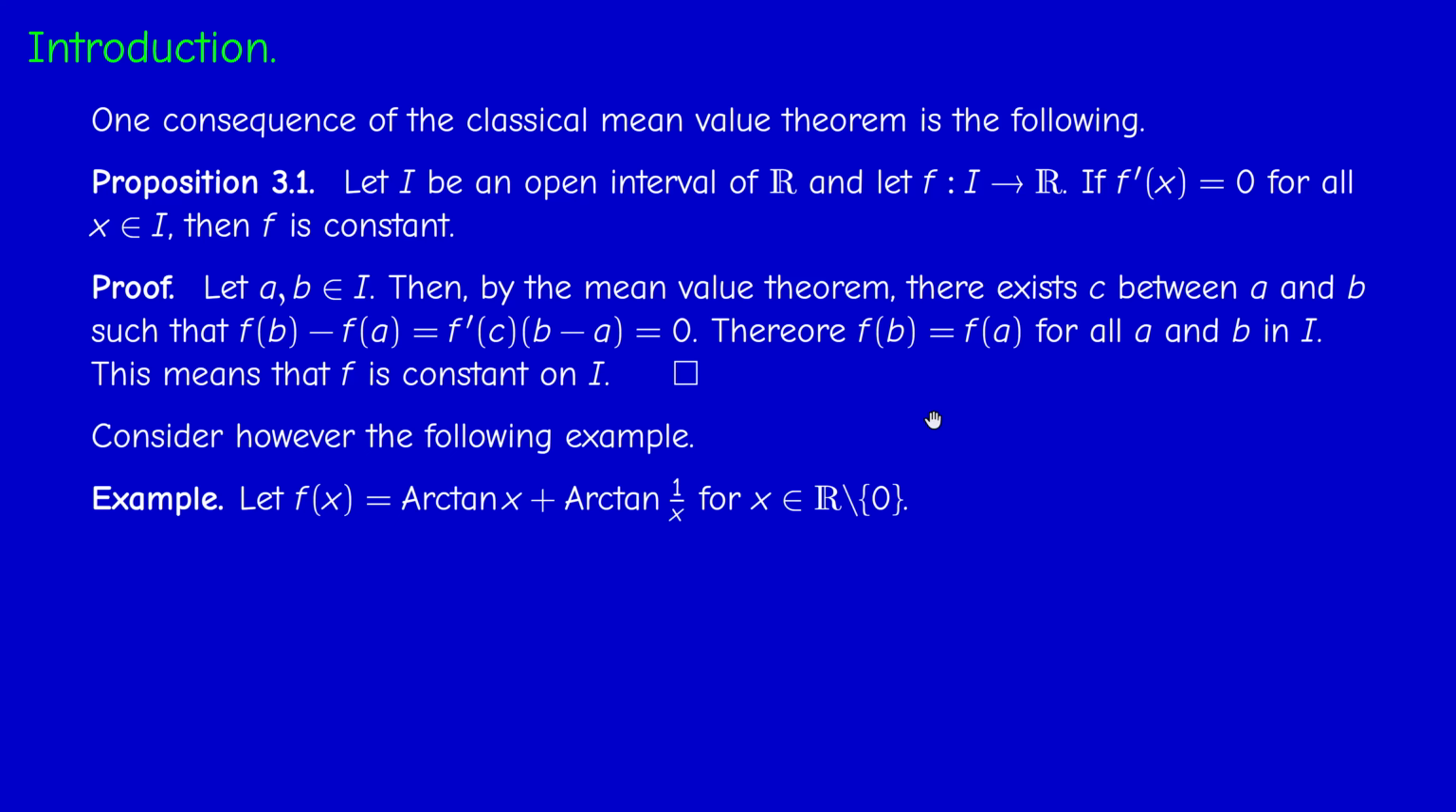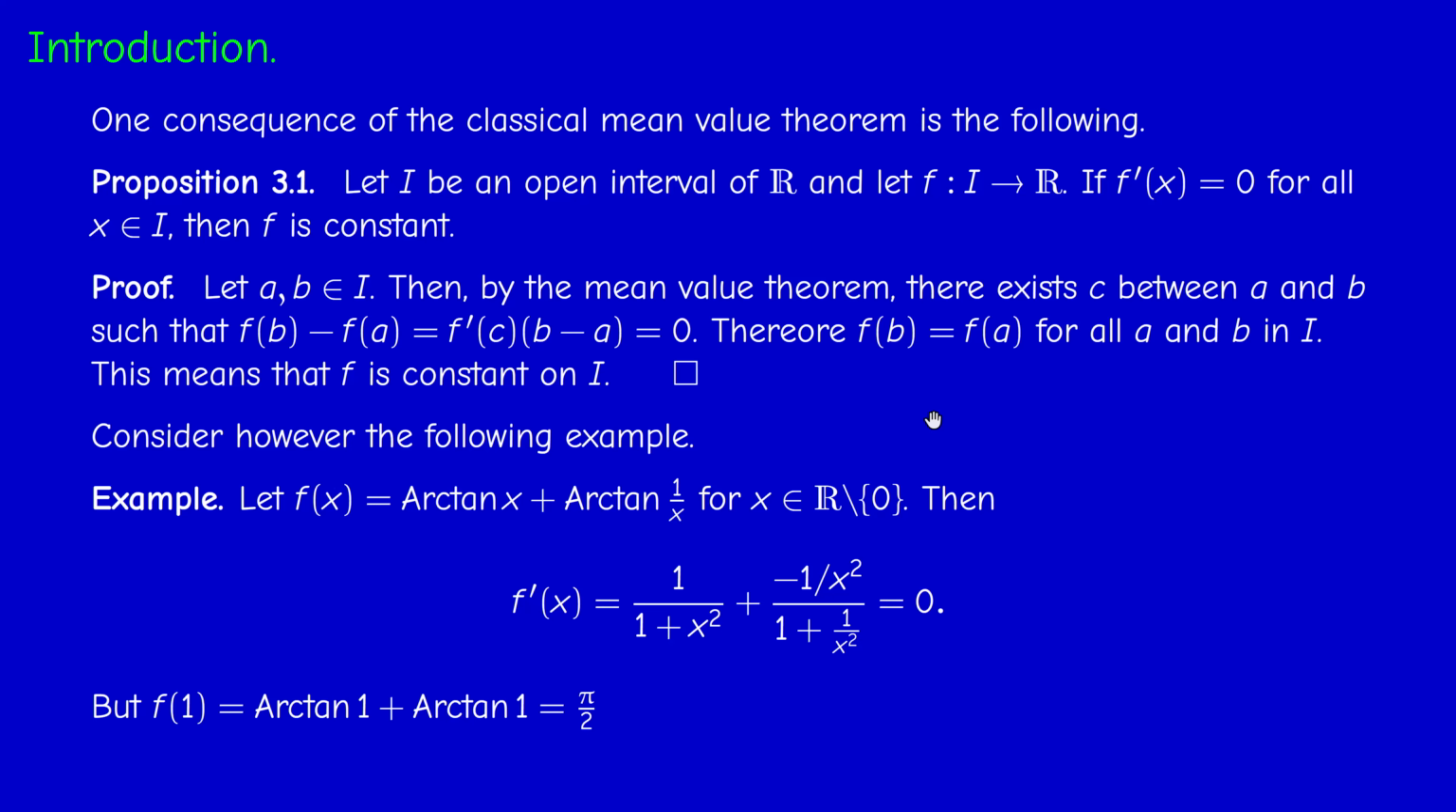Okay, consider, however, this example. Consider the function f defined on R without 0 by arctangent x plus arctangent of 1 over x. Of course, f is differentiable, and when we compute the derivative, we get 1 over 1 plus x squared plus minus 1 over x squared, which is the derivative of 1 over x, divided by 1 plus 1 over x squared. This is the chain rule again, so when we simplify, you get 0.